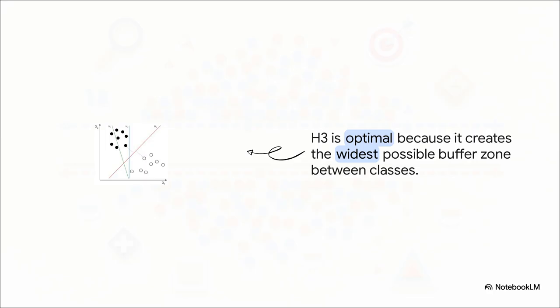Line H1, for instance, is a total failure. It cuts right through the black dots. Now, H2, it technically works, it separates them, but it's hugging the data points really tightly. That feels risky, right? A single new dot could easily end up on the wrong side. But then, look at H3. It gives both groups the most breathing room possible. It carves out the widest street right down the middle. That one? That's our winner.